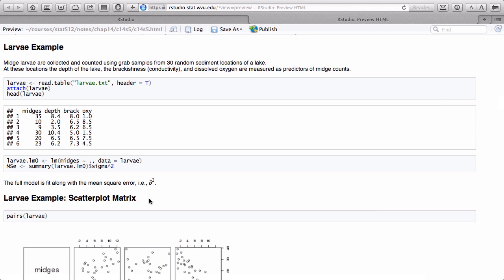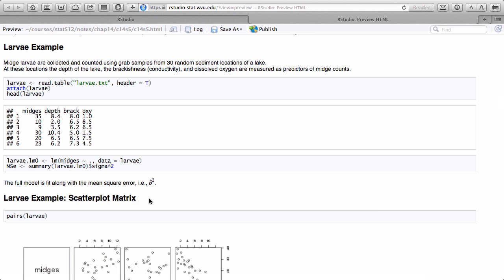There's a data set called larvae.txt. What you have is grab samples from 30 random sediment locations. You grab out a certain amount of sediment in a lake, and you measure the depth for that sediment draw. You also measure the brackishness, which is the conductivity of the water, and the dissolved oxygen. What you're trying to do is to predict the midge count. So the response variable is actually a count, the number of midges.